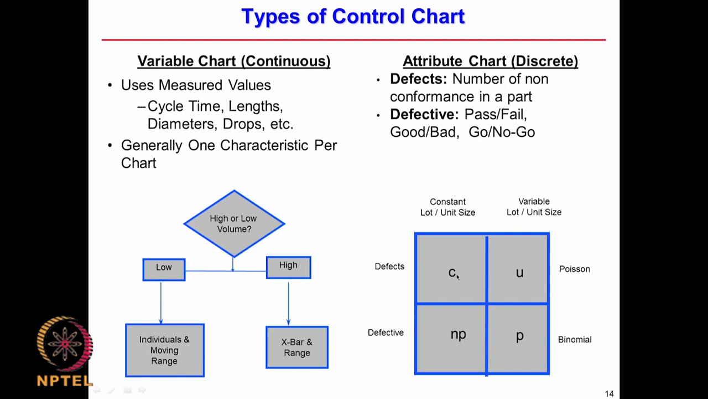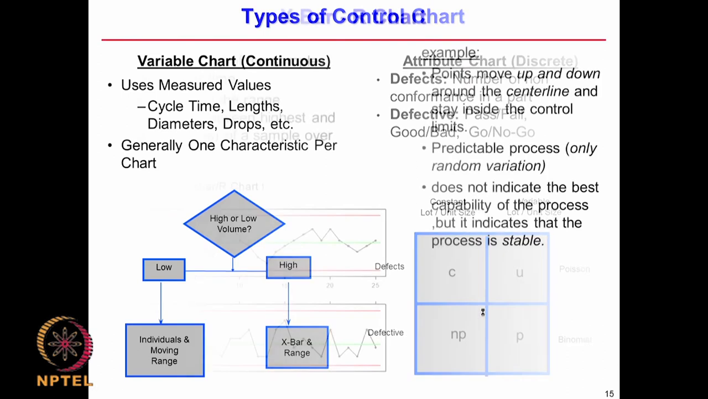So, we can have different types of charts. There are C chart, U chart, P chart, and NP chart. If you have a constant lot or unit size, that means every time I take 3 samples and calculate how many defects there are, then you use a C chart. But if you have a variable lot and then calculate the defects, you have the U chart. Again, if you have a constant set of samples taken and find the defective, that is called the NP chart. If you have a variable set and then look at the defective, that is called a P chart. Here you use binomial, here you use Poisson, defects versus defective. So, these are some of the charts that are also possible for you to work on.